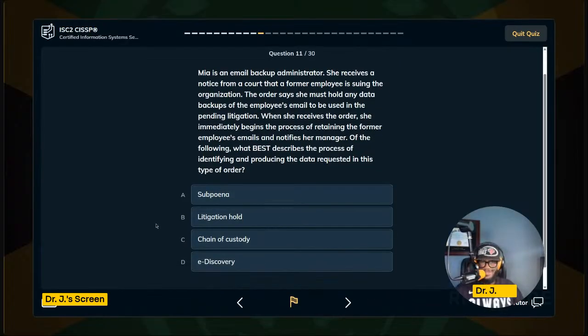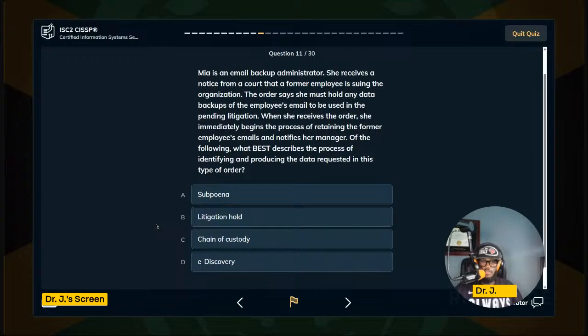All right, Maya is an email backup administrator. She receives a notice from a court that a former employee is suing the organization. The order says she must hold any data backups of the employer's email to be used in the pending litigation. When she receives the order, she immediately begins the process of retaining the former employee's emails and notifies her manager. Of the following, what best describes the process of identifying and producing the data requested in this type of order?